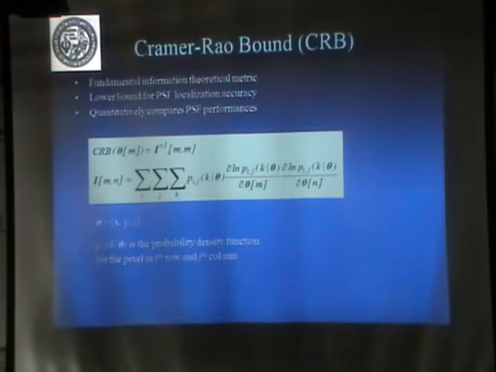Okay, so I told you, but you don't need to believe me, that one is better than the other. One way of looking at this is to use a metric, a number that quantifies how good things are for something. Now, in statistics and information theory, people use a metric called the Cramér-Rao bound. What this tells you is how well you can estimate a parameter.